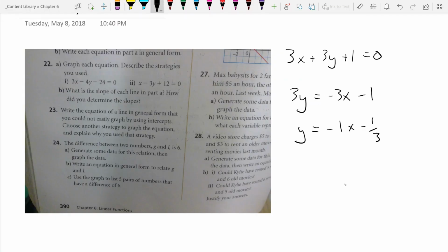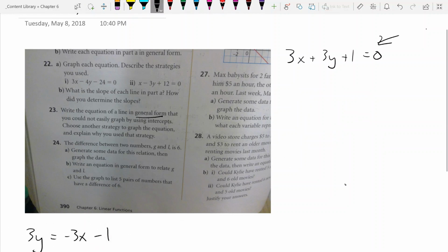So we're going to look at two questions. We're going to look at number 22 and number 23. Sorry, number 23 and number 24 on this page 288 or 390, whatever. The first question, 23, is kind of weird. It's saying, write an equation of a line in general form, something like that, that you could not easily graph using intercepts. So let's move this for a sec.